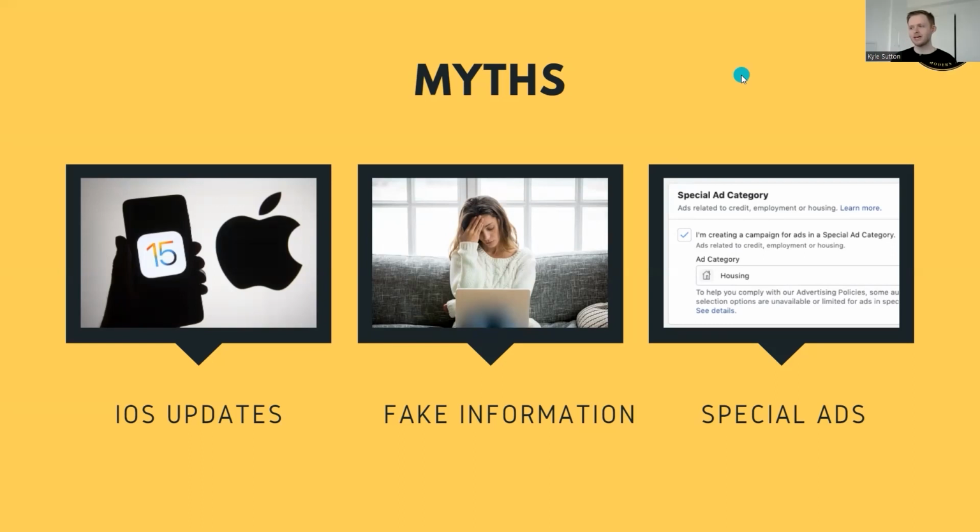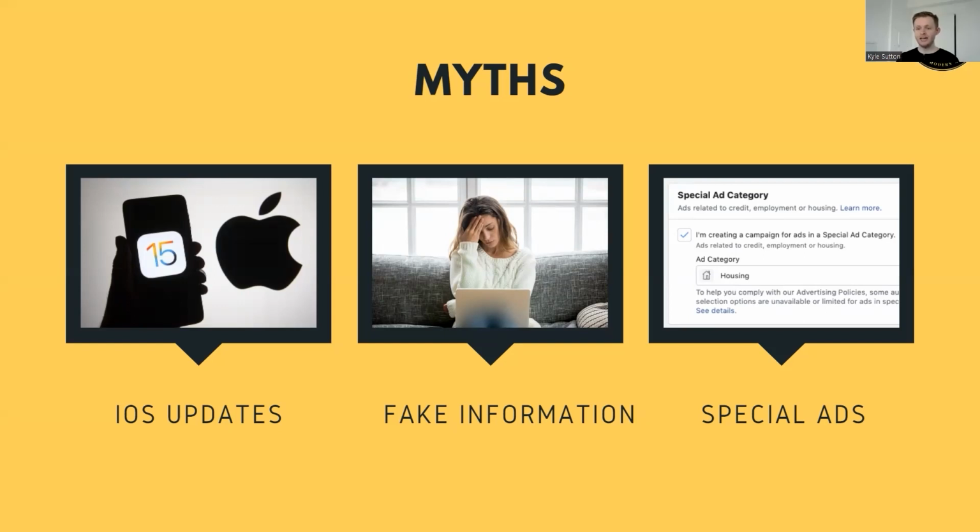The last one on the right-hand side, here's a special ads category. For those of you that don't know, essentially the special ads category is due to discrimination laws. It's here in Canada, United States, and many other countries around the world as well, where you have to put it in a special ads category, and it removes a lot of your detailed targeting options.